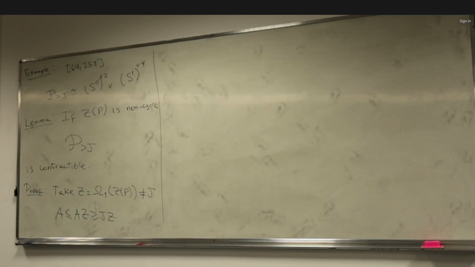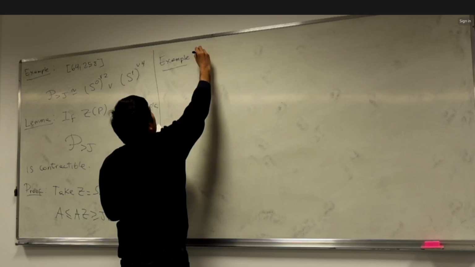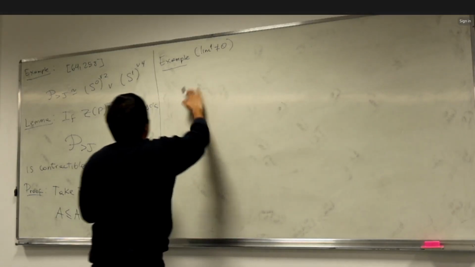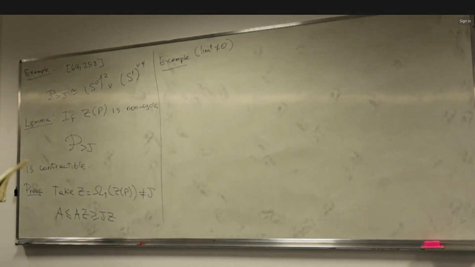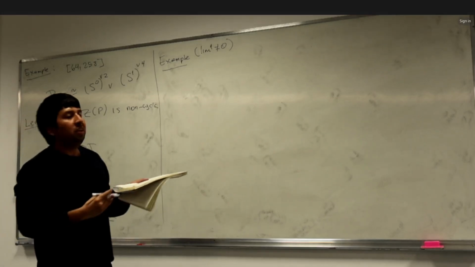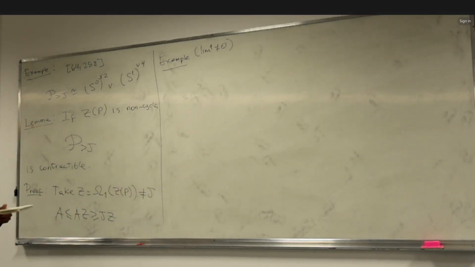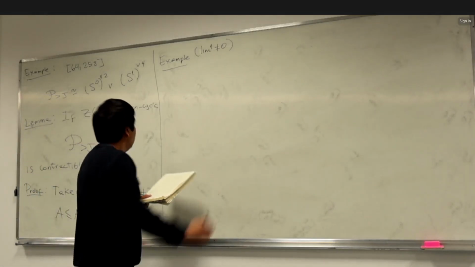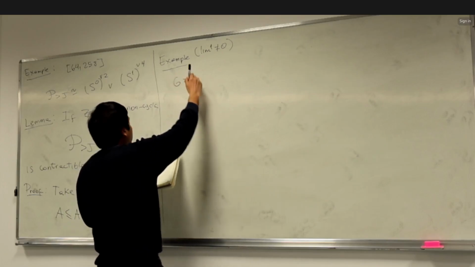An example where lim1 is non-trivial is important, of course. I will give one. An example where lim1 is non-trivial. But the simplest case, remember this criterion also includes the case P equals 2. The conjecture doesn't, but this criterion also includes this case. Let's take this example.